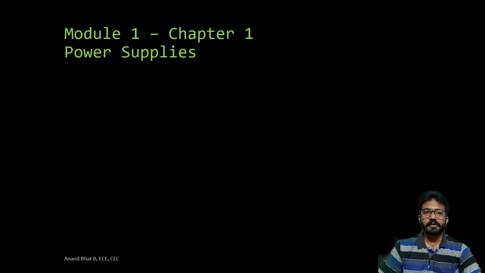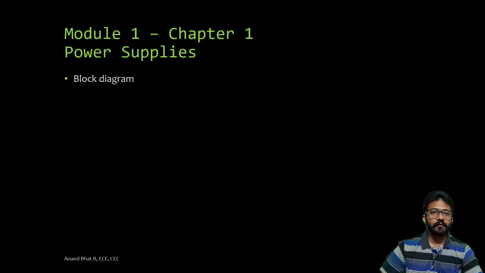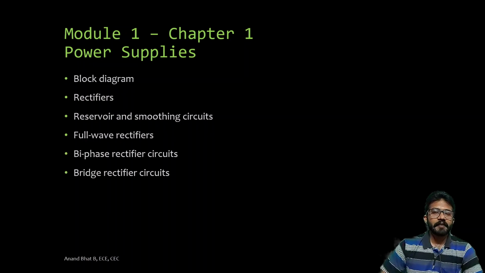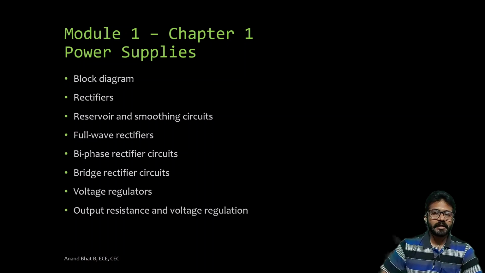So in this chapter, we will be studying the following topics. There's a block diagram of a power supply, rectifiers, reservoir and smoothing circuits, full wave rectifiers, the two types of full wave rectifiers, that are biphase rectifiers and bridge rectifier circuits, voltage regulators, and in order to learn these voltage regulators, we will also be studying its output resistance and voltage regulation. And lastly, we will be ending the chapter by discussing voltage multipliers.